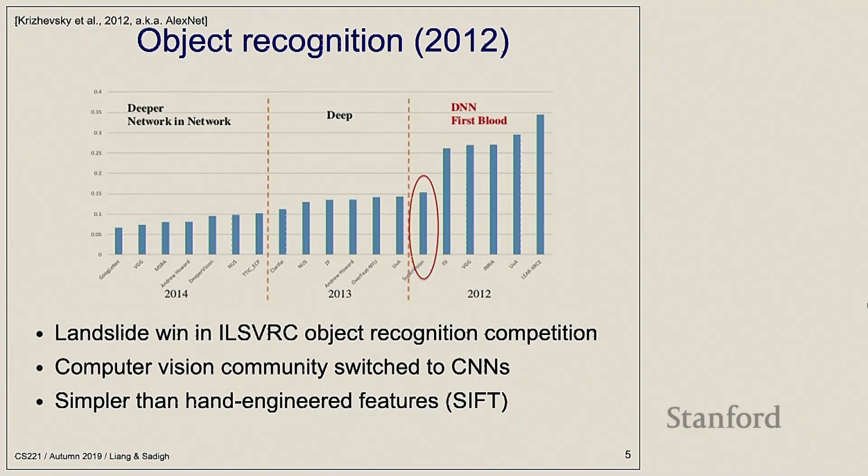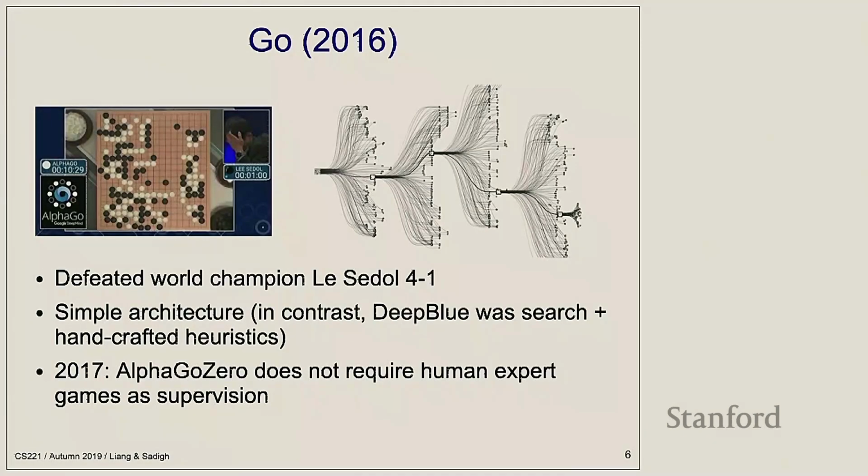It's just the default. If you walk into a conference, every single poster is going to have a CNN in it. Same thing with Go. Google DeepMind had a CNN-based algorithm that they trained with reinforcement learning, and it beat the world champion in this very difficult game. And then in 2017, it did even better. It didn't even need real data; it just did self-play.